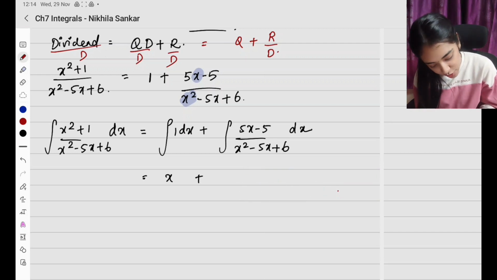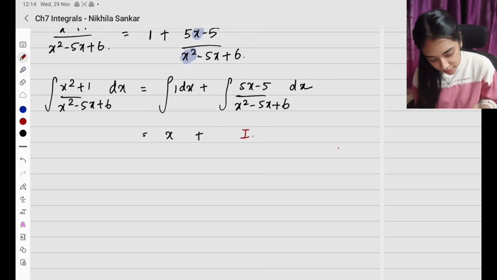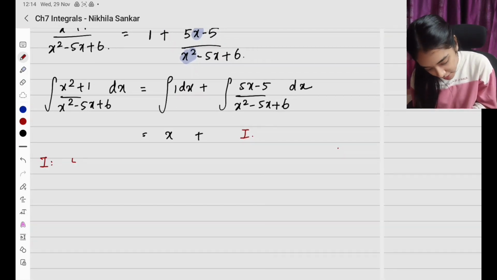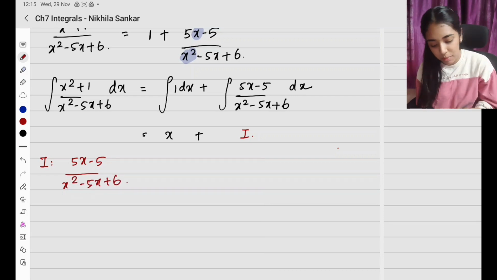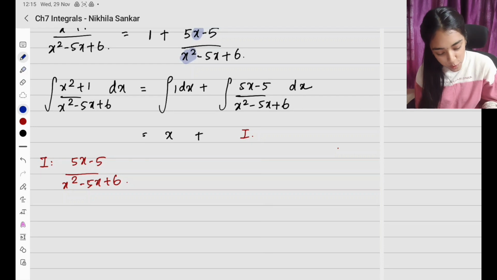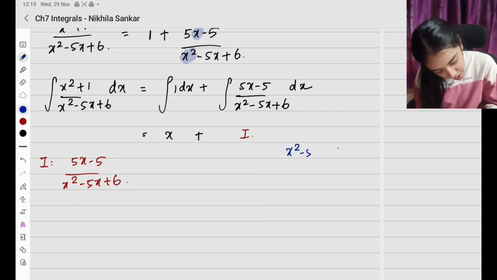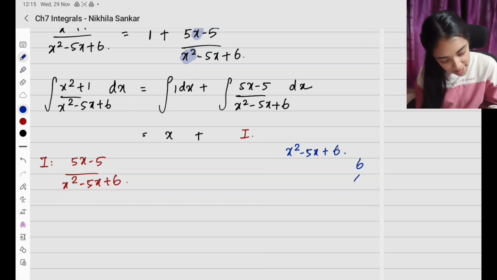Okay, so this is going to be integral I. So when I start solving integral I, I have 5x minus 5 divided by x square minus 5x plus 6. So first, the denominator, we split it. So I'm going to split using the middle term. So x square minus 5x plus 6. I need the product to be 6 and sum to be minus 5. So I have minus 3 times minus 2.